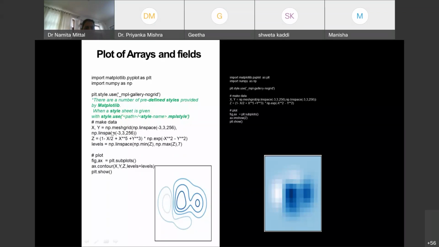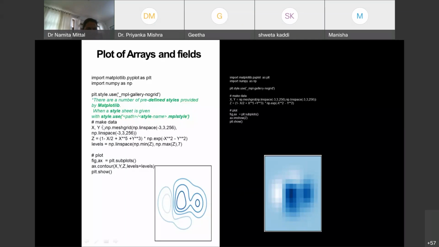So this is meshgrid. In meshgrid, the arrangement we made, this kind of array, we started from -3 to 3 in intervals of 256. My lower limit is -3, upper limit is 3, and in between -3 to 3, I have got 256 intervals, and that I have passed in meshgrid. This is again a member function. Got it?